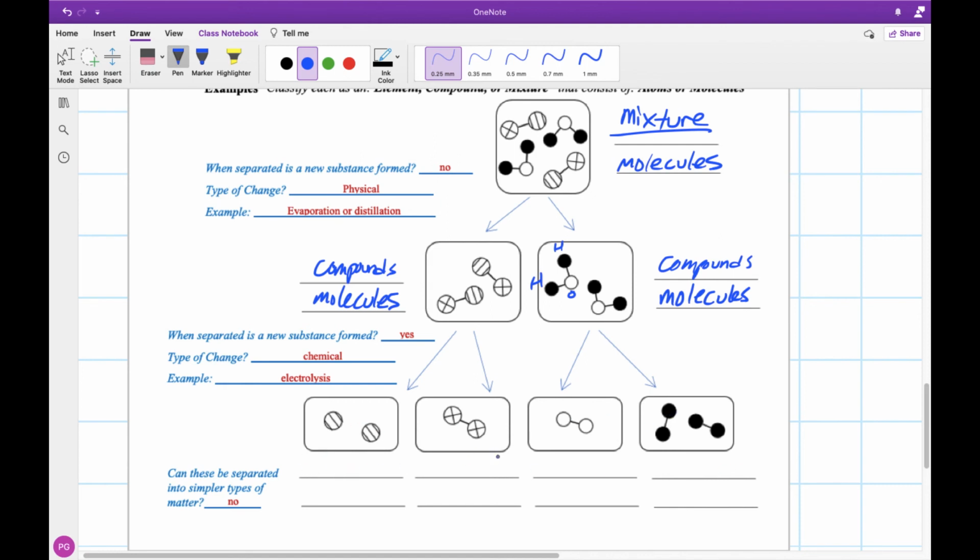these are examples of both atoms and molecules. But you'll notice that whether they're atoms on their own or molecules attached together, these are all elements because they have the same type of atom and only one type for each of these four different situations. So can these be separated into simpler types of matter? No. These are our elements. These are kind of our building blocks. We can't simplify them any further.